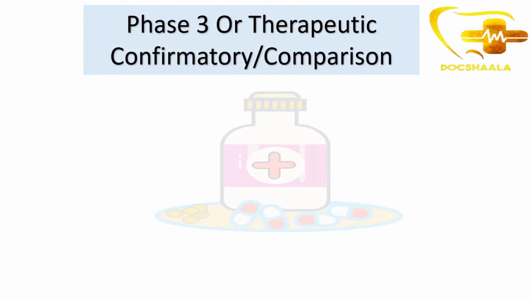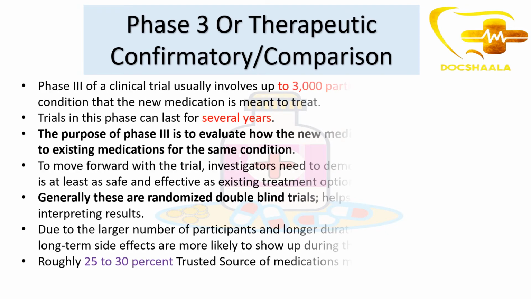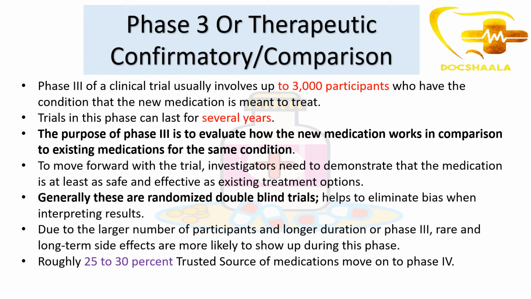Then coming to phase 3, or therapeutic confirmation or comparison. Phase 3 usually involves up to 3,000 participants. 3,000 participants is quite a huge number, right? They have the condition that the new medication treats. Here also we are taking diseased people. Trials in this phase can last for several years, of course, because we are taking such a huge population and need to see the effects for several years down the line.